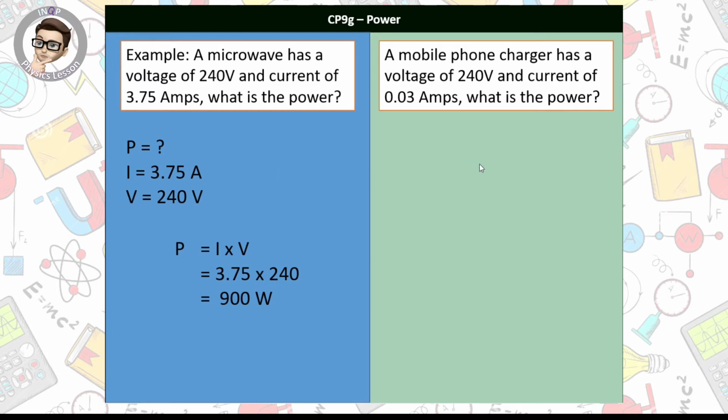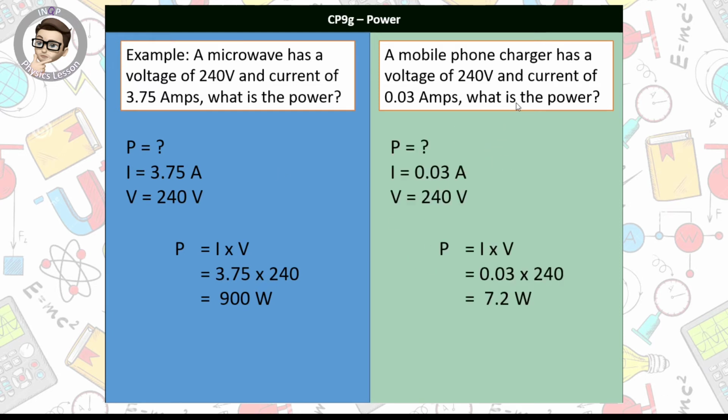Well done, ladies and gentlemen. Let's have a look at the answer. We don't know power, so power becomes a question mark. We do know the current is 0.03 amps, so we're going to write that down next to I. And we do know the potential difference, 240 volts, so we'll write that next to the V. So P equals I times V.